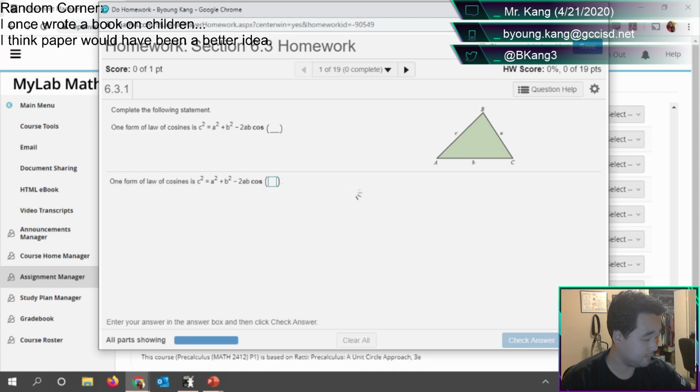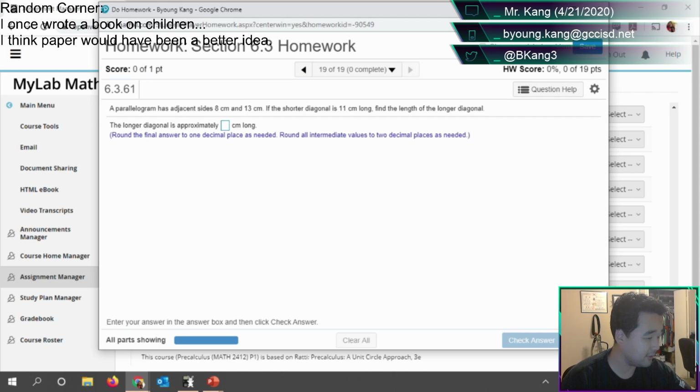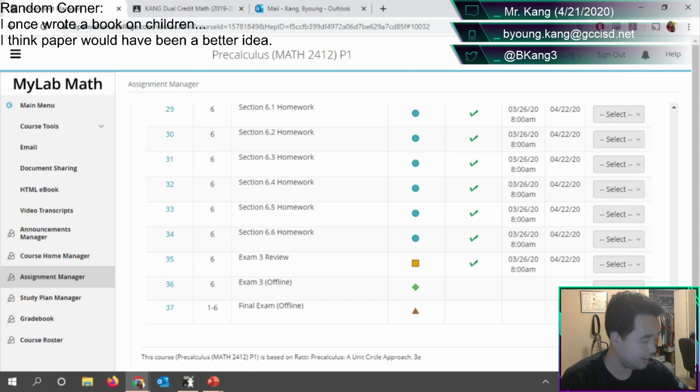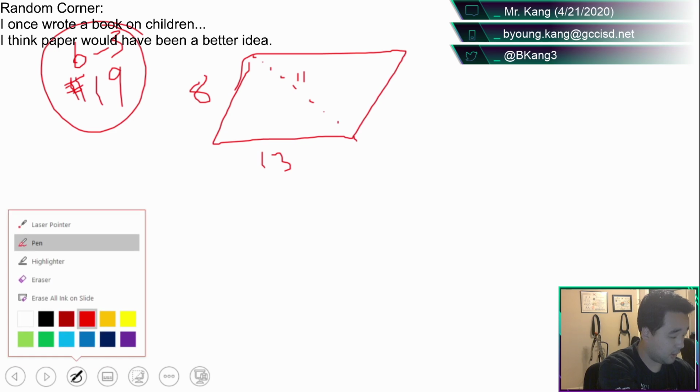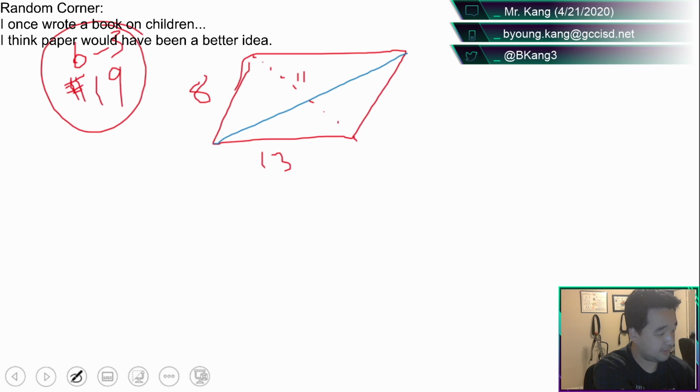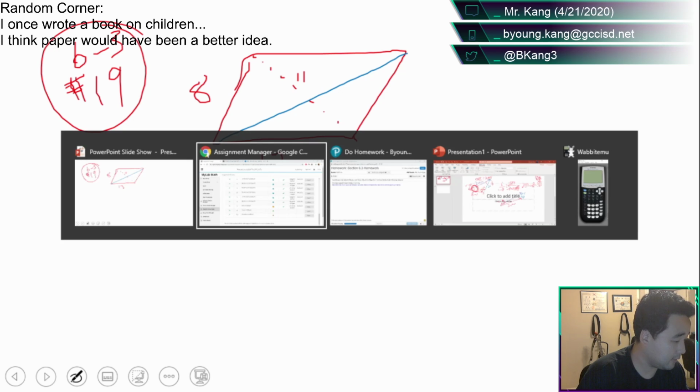Alright. Oh, I'm going to get different numbers. So 8 and 13, shorter diagonal 11. Different numbers than what I said earlier, but 8 and 13, shorter diagonal is 11. So how long is the longer diagonal? That's x in the problem. Right? Do we get anything else in the problem statement?